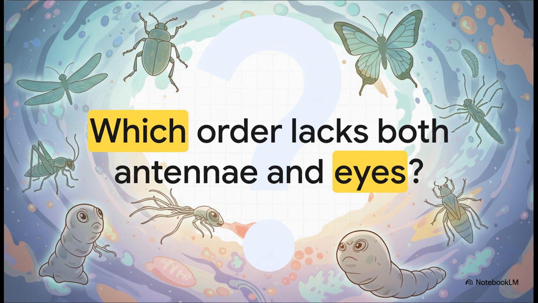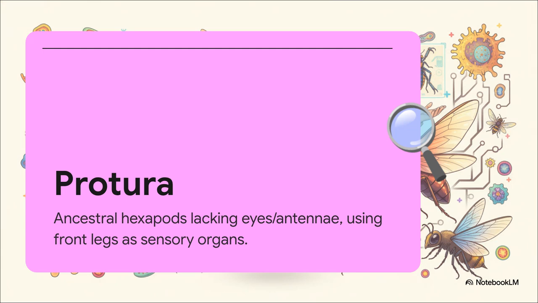Which primitive order is characterized by an absence of both antennae and eyes? Think about it. Almost every insect you can picture has them, right? It really forces you to look at the very base of the evolutionary tree. Well, the answer is Protura, and the biological logic here is fascinating.